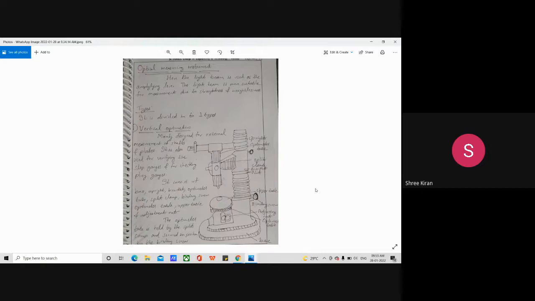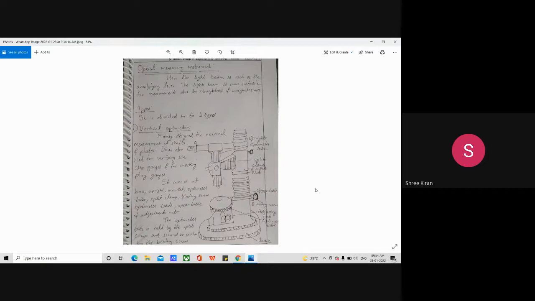Basically, there are mainly three types of optical instruments. The first one is named the vertical optimeter. The second one is the horizontal optimeter, and the third one is the tool maker's microscope.